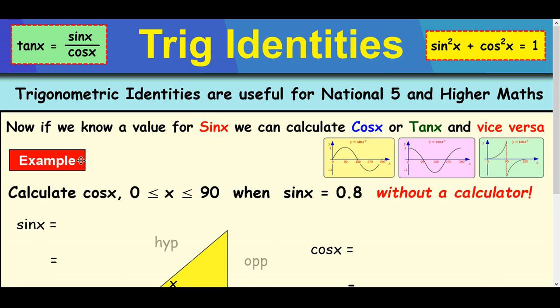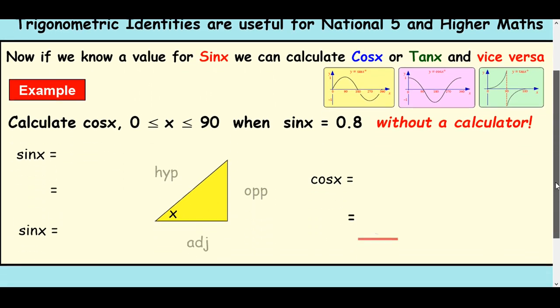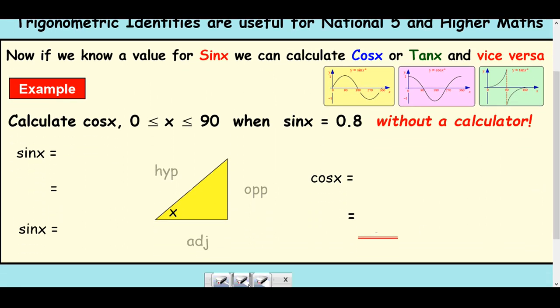So we've got an example here. I've got my three trig graphs there. I've got calculate cos x between 0 and 90, that's what this means. So that's an acute angle if you like, when sine x is equal to 0.8 without a calculator, so I can't inverse sine and things like that. So I have to pick out information that I know. So the first thing is that I'm going to try and turn this into a fraction. It's much easier to deal with in a fraction. You'll see why in a second.